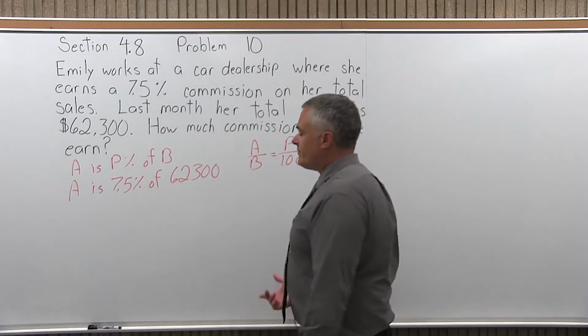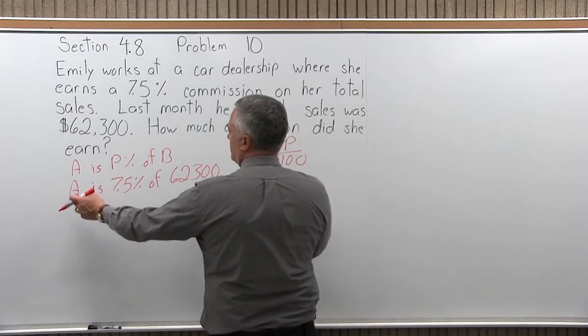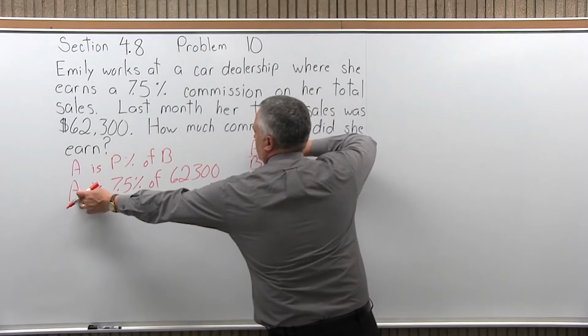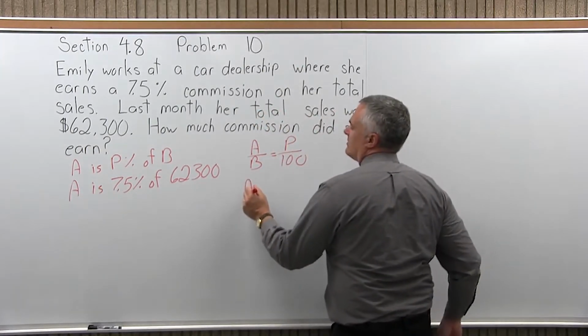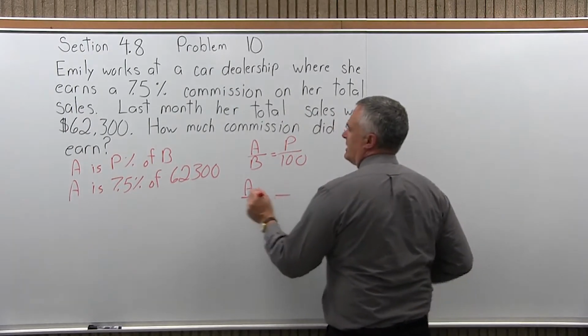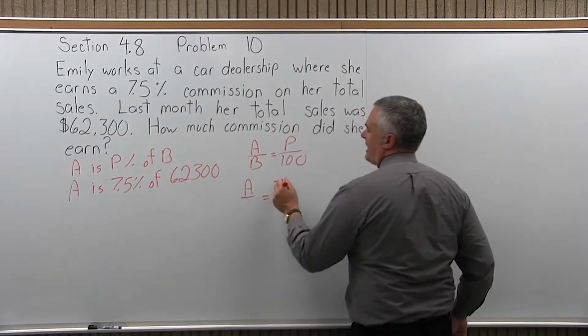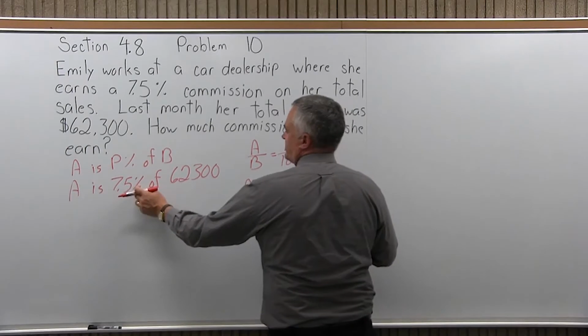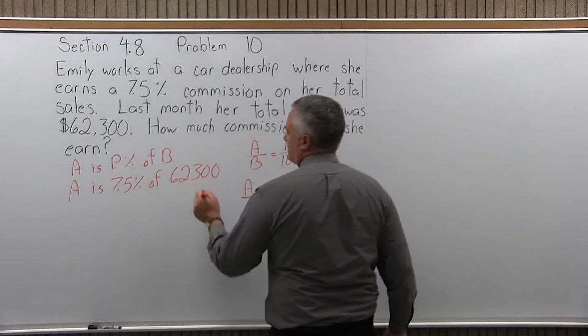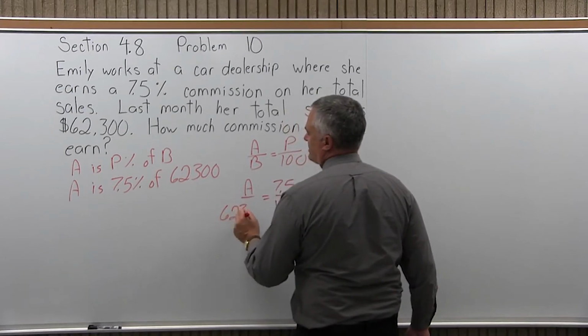A, what number is 7.5% of 62,300? So, now that I have it in that A is P% of B format, plug it into my formula. The A is the unknown, so it can stay as an A. The "is" gives me the equals. The P is 7.5. The percent is where the 100 comes from. And the B is 62,300.